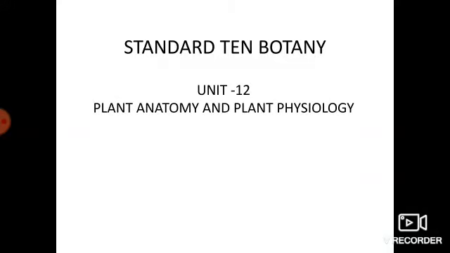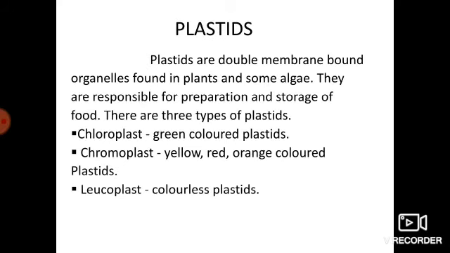Dear students, today I am going to teach about plastids in the lesson Plant Anatomy and Plant Physiology. Plastids are the organelles present in the plant cell with double membrane. Membrane means cover or envelope. So the plastids are double membrane bound organelles found in plants and some algae. They are responsible for preparation and storage of food.